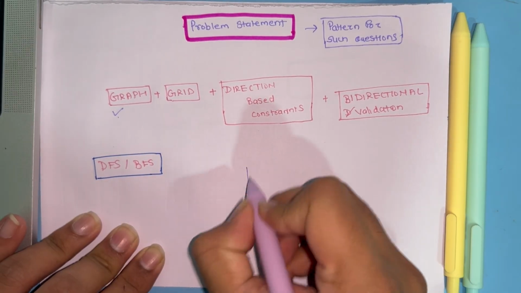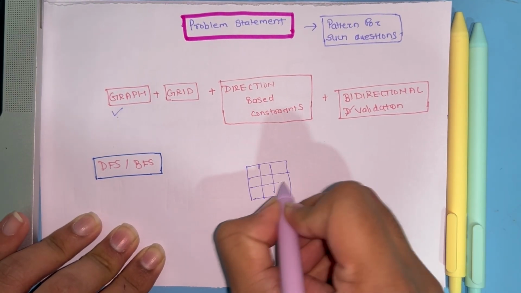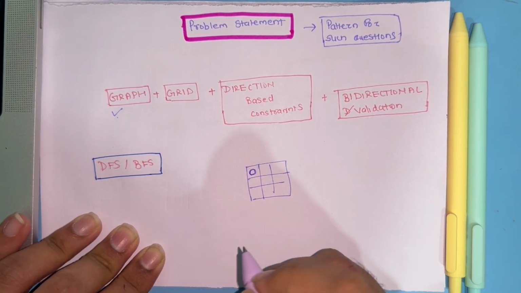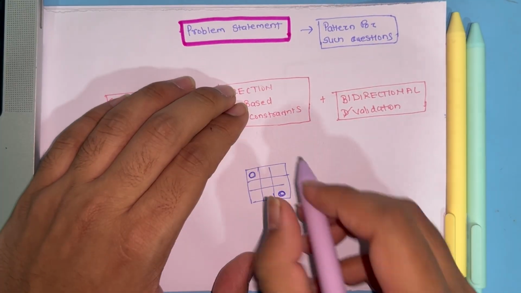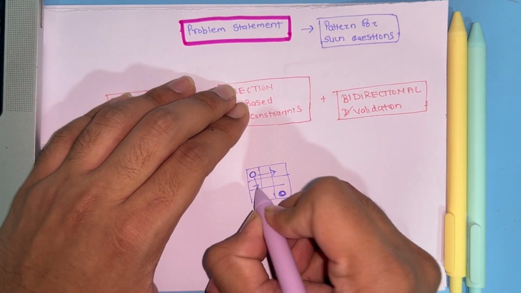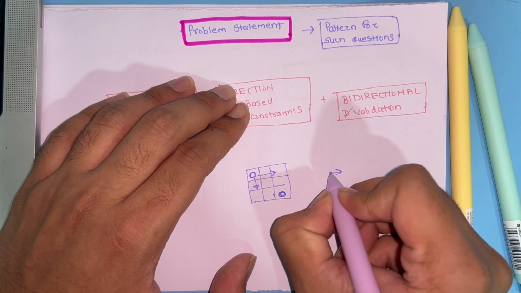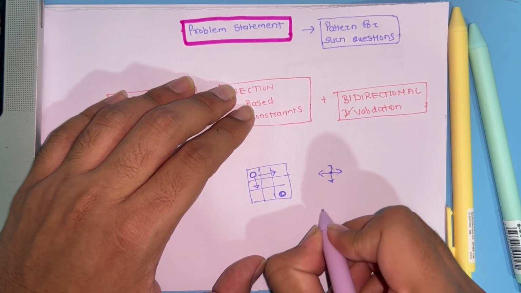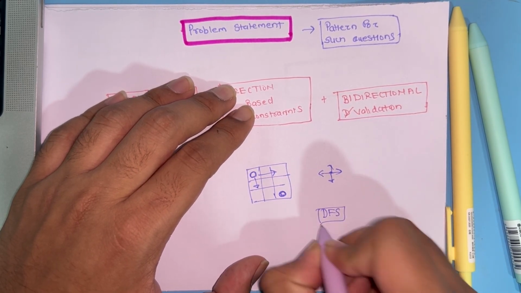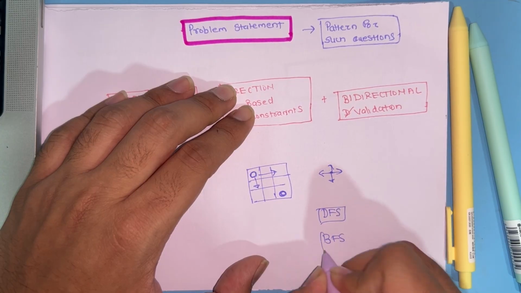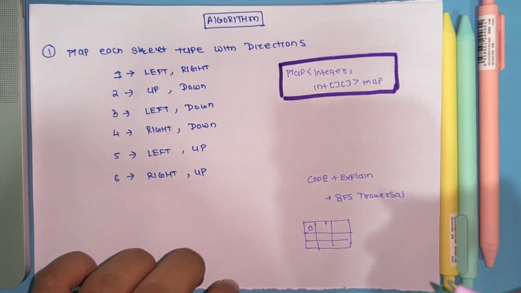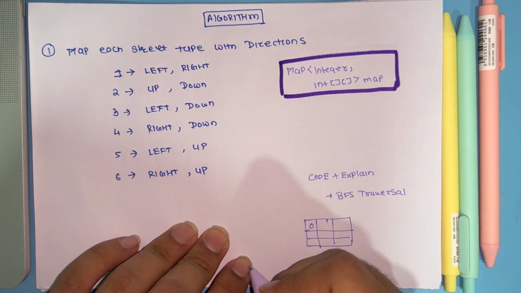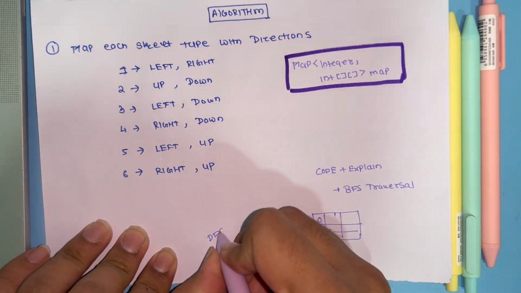So let's discuss the pattern. Whenever you see a grid and you have been asked that you are starting from the 0th position and you need to reach the end position, and you can travel the grid using some directions, just think that some DFS solution or some BFS solution can be used here. I'll be explaining the BFS traversal and how to find the answer using that. You can do the DFS solution as homework.